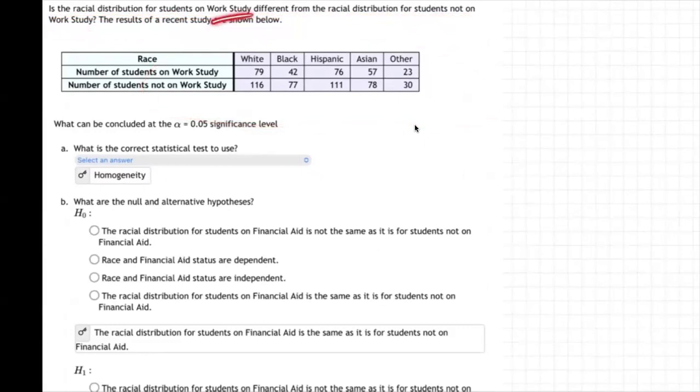Well, first off, what's work study? Work study is like financial aid. I was on work study. I was on financial aid. My parents couldn't afford to pay for all my college. So work study is basically where you get financial aid.